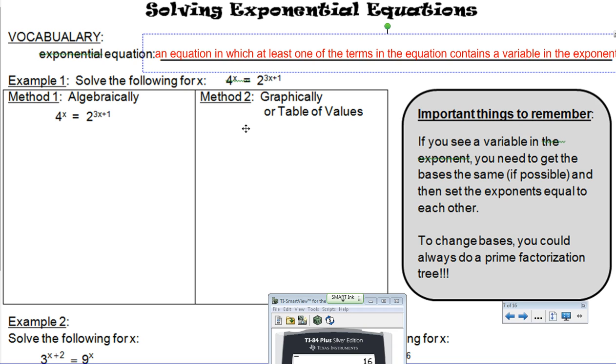And in order to solve this, there are two algebra methods. We're going to learn one algebra method today, and there's another one that you cannot do until we learn something else. So we're just going to stick with changing the base method today. So I'm going to just focus on the base numbers.